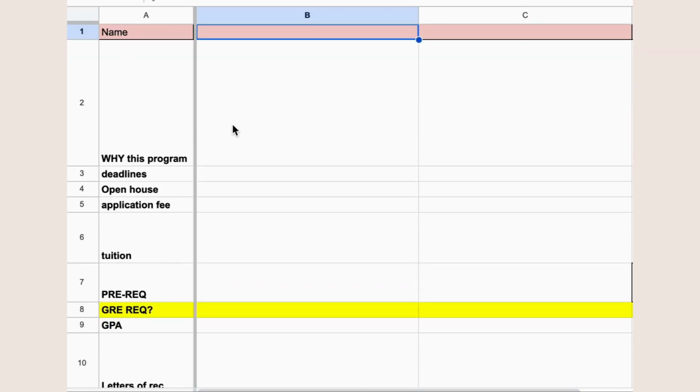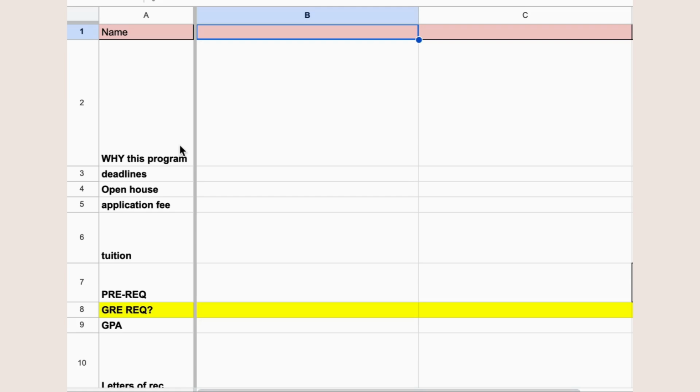Based on feedback that I got from my first application cycle, I also added this top question of why this program. During my first application cycle, I was told that I could have been more specific in the statements that I gave in my personal statements about why I was applying to specific programs.